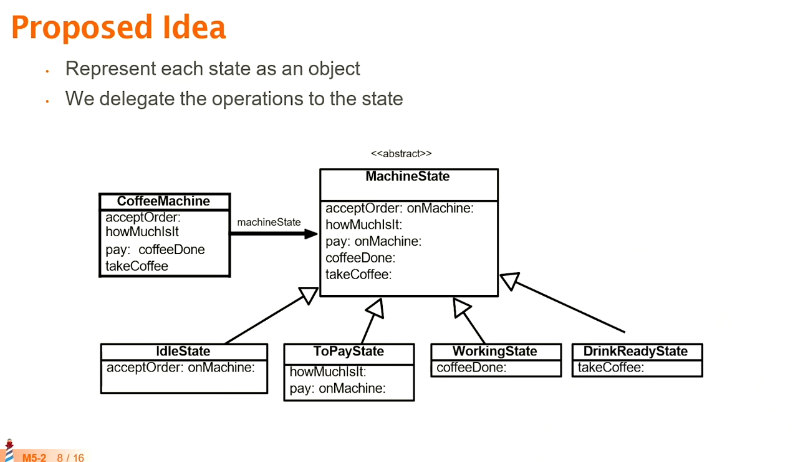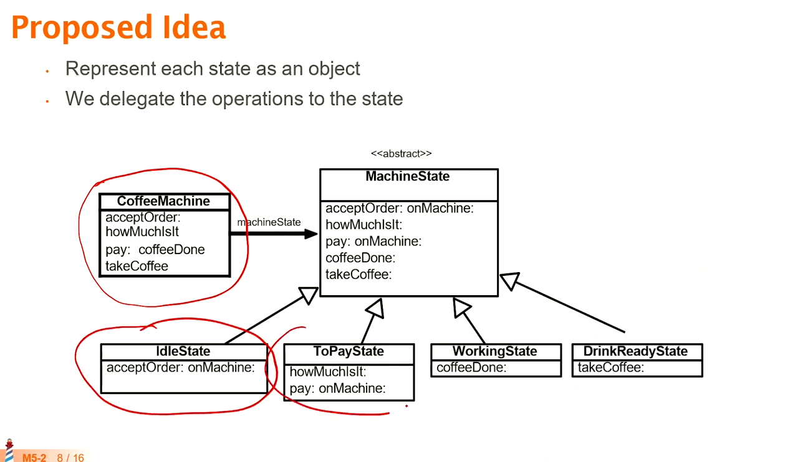So, what is the idea behind the state design pattern? Basically, we are going to have objects to represent our states. We are going to have our coffee machine, which is our subject, and it will delegate to another object the operations and the transitions of a state. In our case, for each of the 4 states, we are going to have a class, where we can implement the different behavior for each of the states.